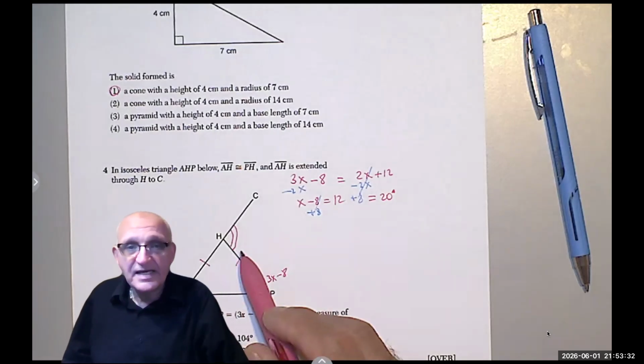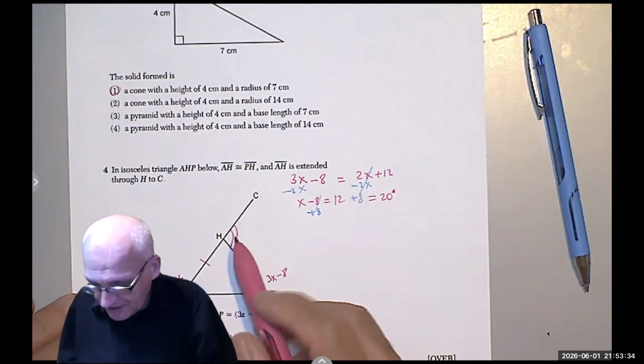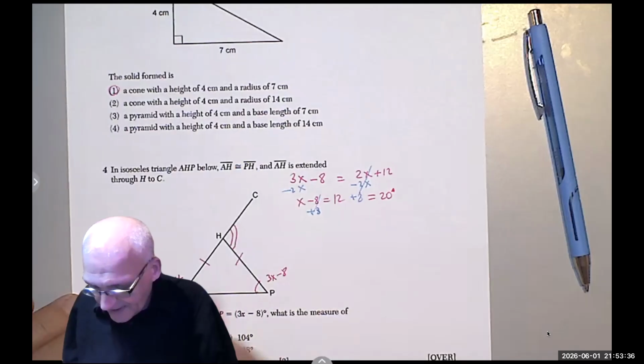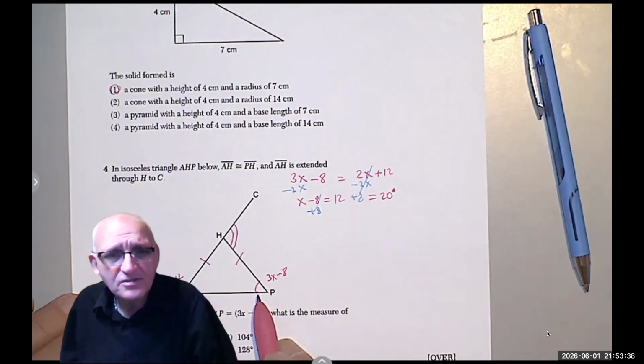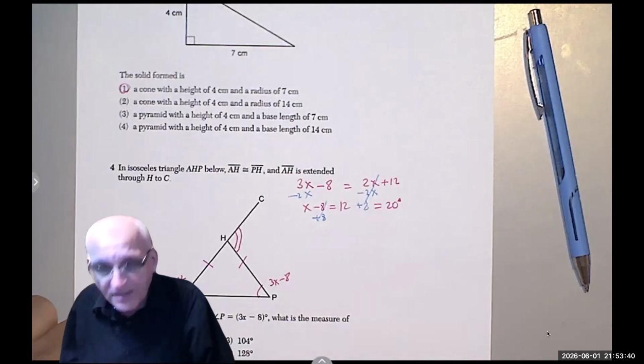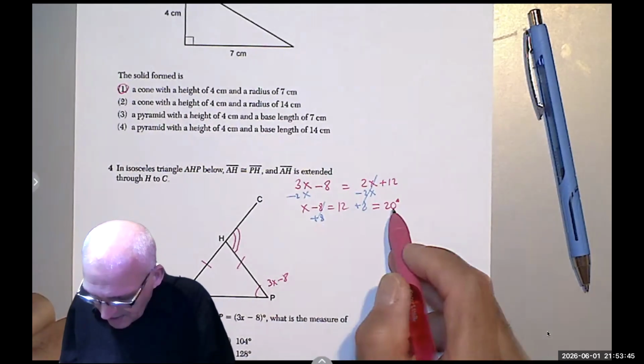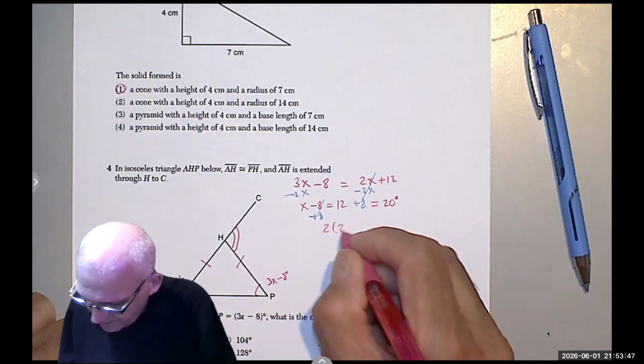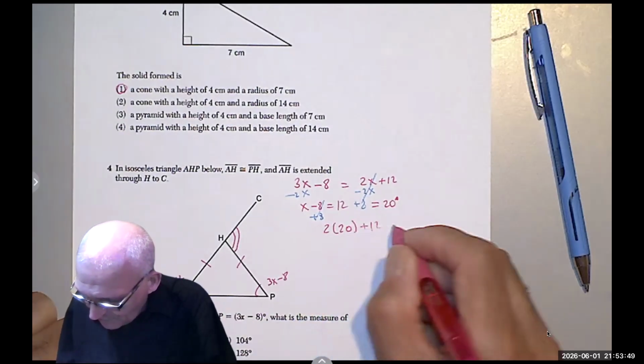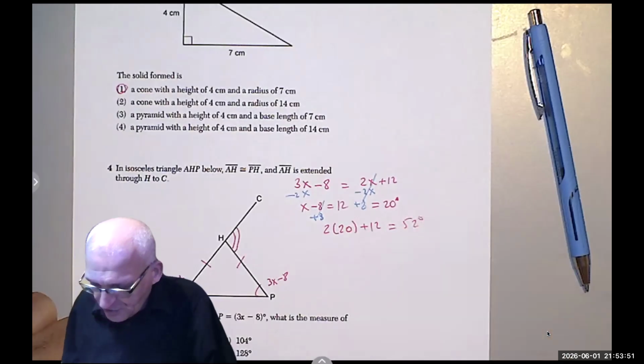That's an external angle. So it must equal the sum of these two angles, but these two angles are congruent. So it's enough to find the measure of one and multiply it by 2, right? So for example, if x is 20, then 2x plus 12 would be 40 plus 12 or 52 degrees.